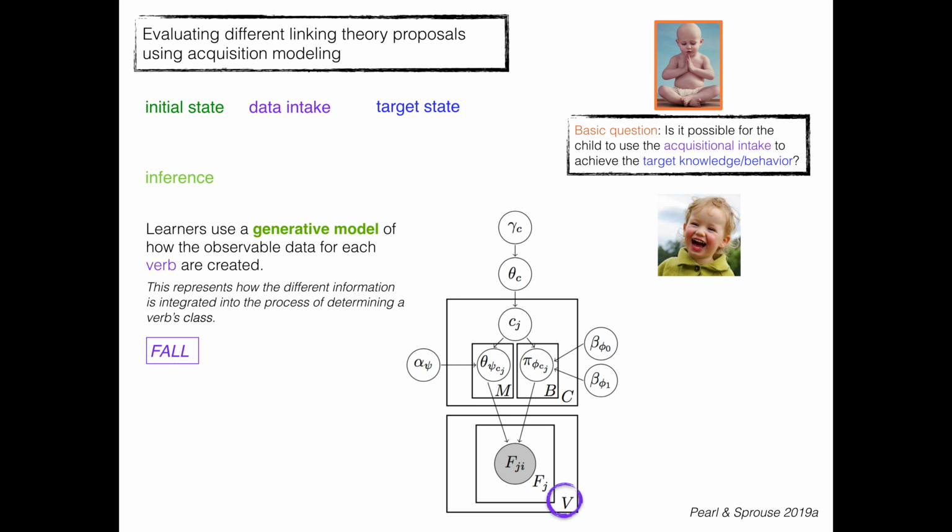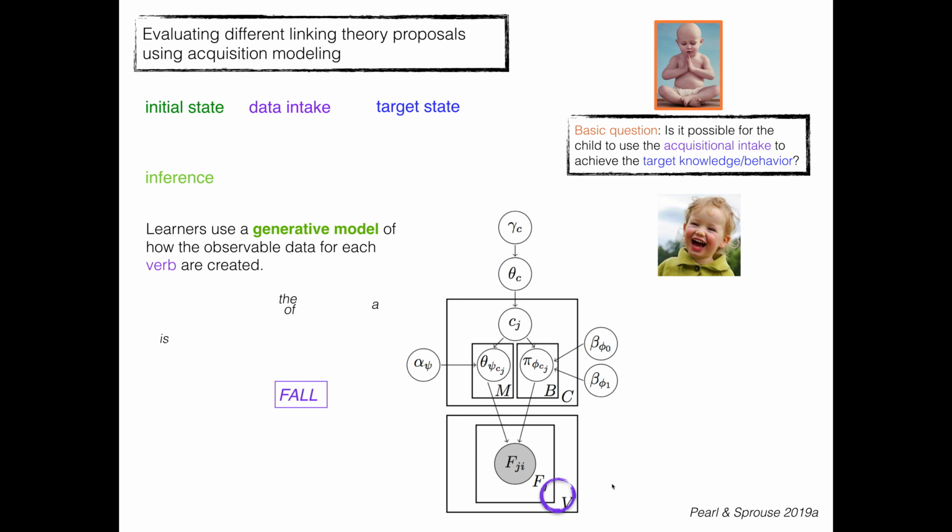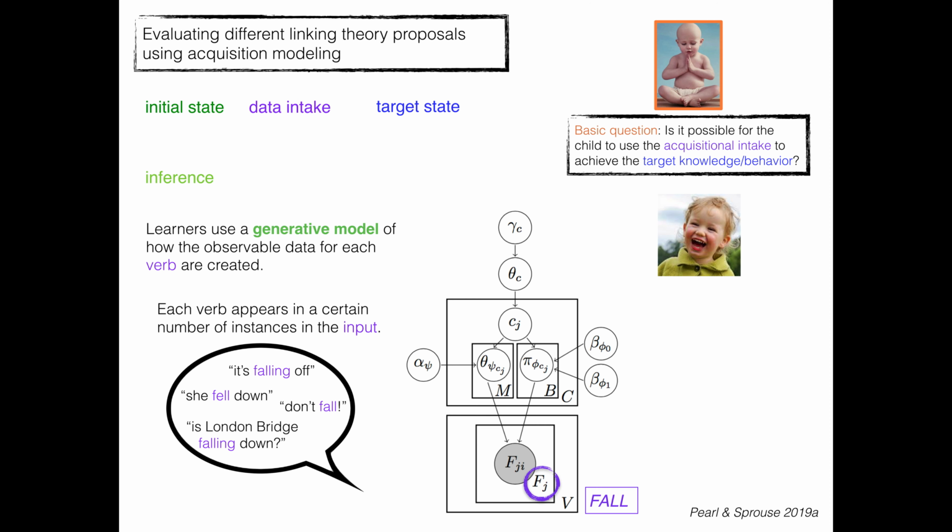So a verb like fall, right, that's the V right here. Each verb is going to appear in a certain number of instances in the input, right? So fall is "falling off," "she fell down," "don't fall," "is London Bridge falling down," right? These are the instances. And each instance is going to appear a certain number of times, right? So maybe "falling off" appears actually like 3 times in the kid's input. So that's the data, right?